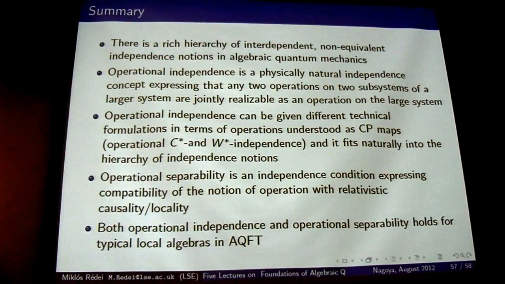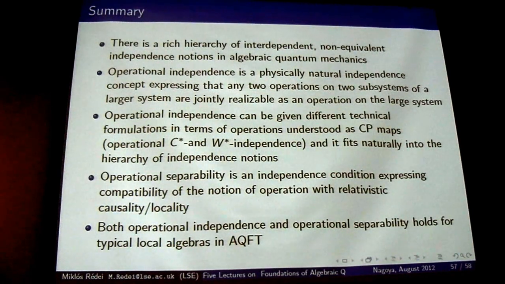And these operational separability and independence conditions express the compatibility of the notion of operational relativistic causality and locality. So the unit preserving completely positive maps as operations don't pose any particular problem from the perspective of the logical incompatibility of this notion with the causality as understood and expressed in global quantum physics. And both operational independence and operational separability hold for typical local algebras in quantum field theory. As we have seen, they hold for double cones which are strictly space-like separated, at least in the C-star sense, they hold without any problem. For the W-star sense, it's not entirely clear whether they hold because of this continuity problem.